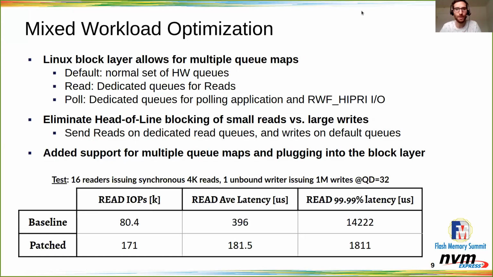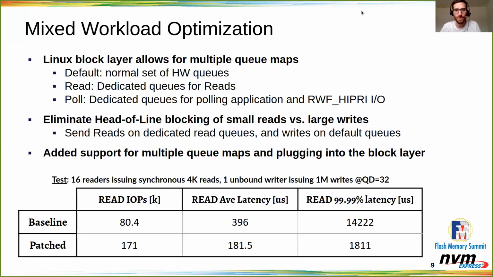And in the background, we had one unbound writer that issues a high burst of 1 megabyte large writes. Now, this is unbound, meaning that this thread issuing 1 megabyte writes at a high QD is going to rotate between the different CPU cores and end up sharing queues with the rest of these 16 readers.